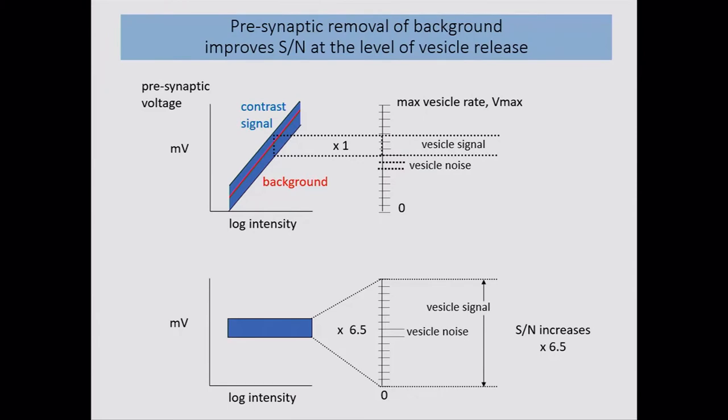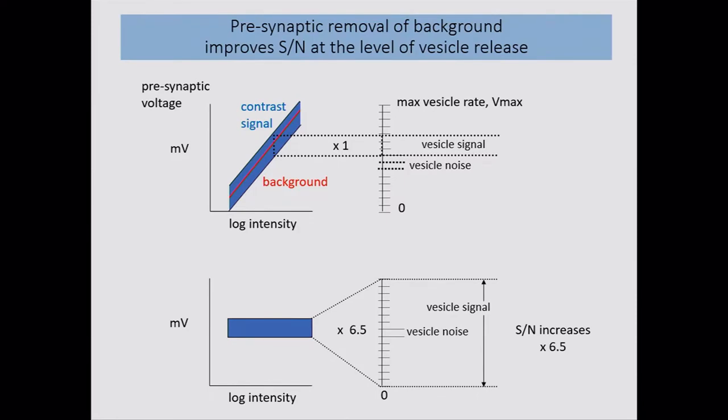If we eliminate the background signal, we no longer have the background. So we can amplify the signal to fill the vesicle signal range, and it will fill it independent of the background that we're at. And we measured this amplification, and it's times 6.5. So the signal-to-noise ratio increases by 6.5 for using a given number of vesicles just by eliminating the background.